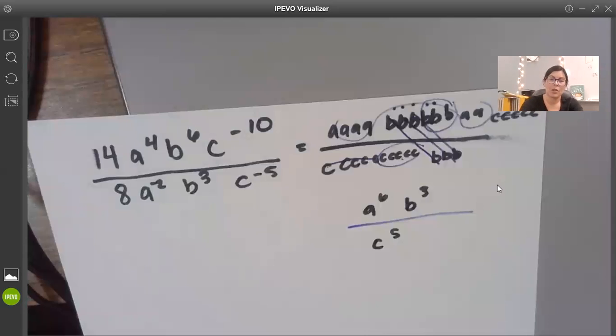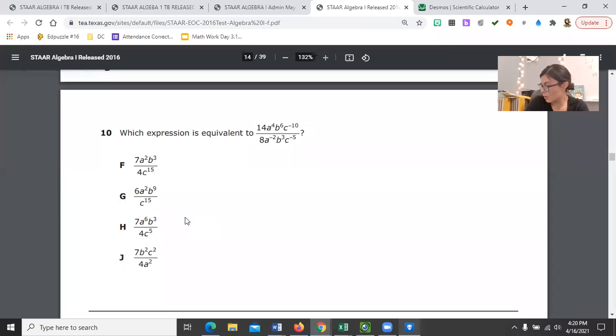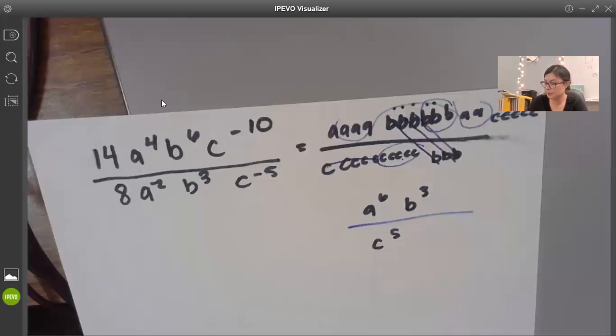Okay, so let's see which one has that. It's either going to be, oh, there's your answer. Let me show you how you can check your work. Now, what you're going to do is you're going to go to Desmos. This is only to check your work.